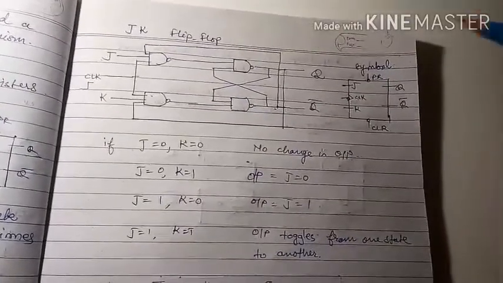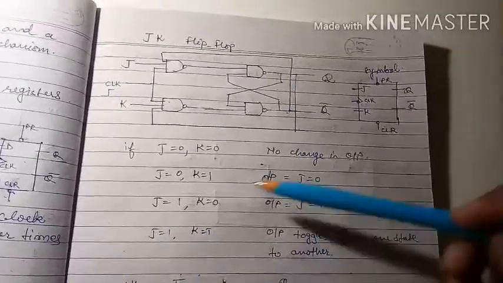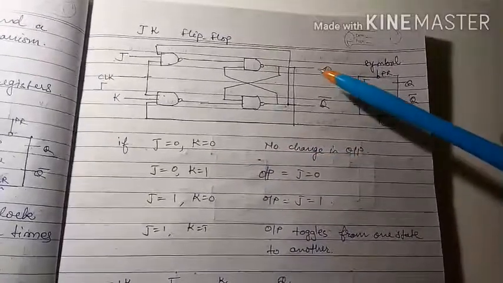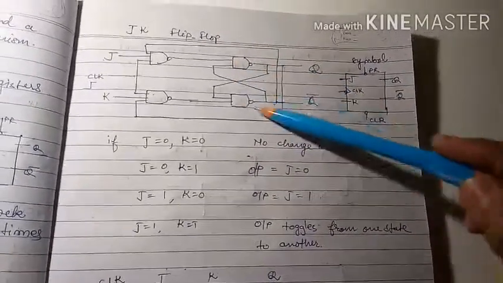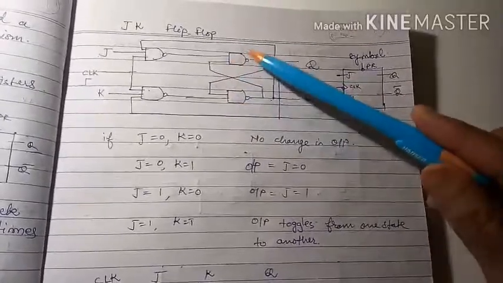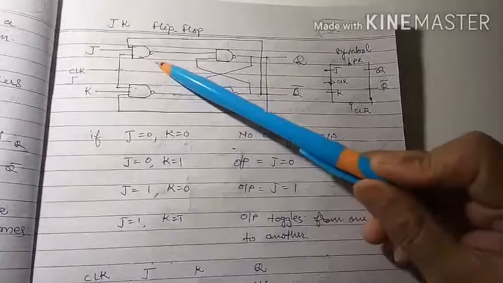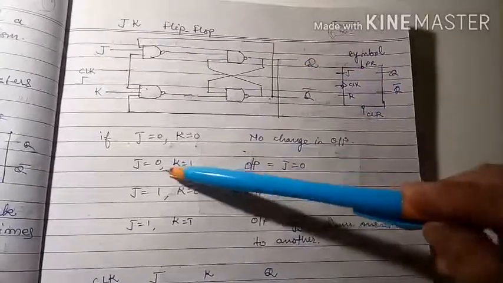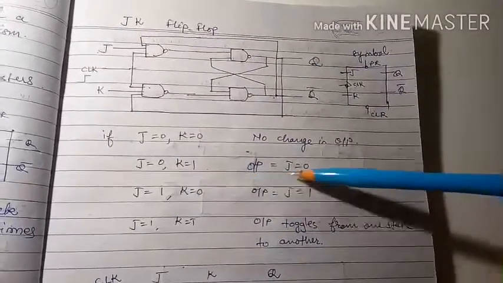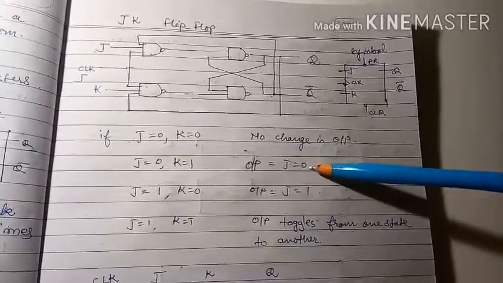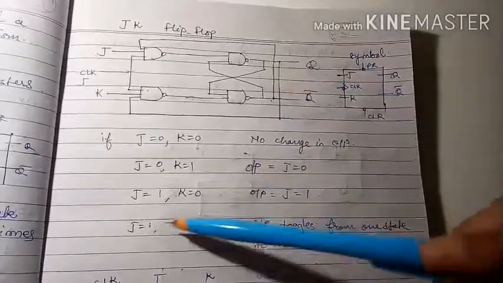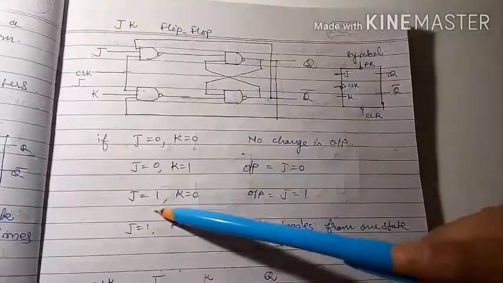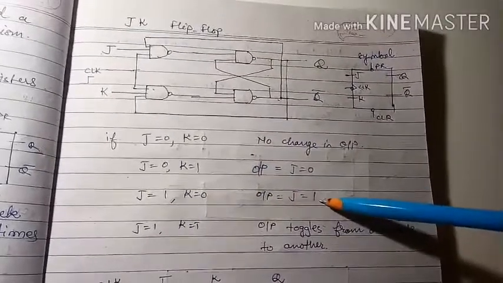So let us see the different conditions of input. If J and K both are 0, no change in the output is observed. The working of this latch we have already discussed in the RS latch. So when J is 0 and K is 0, at the output no change will be observed. When J is 0 and K is 1, the output is equal to J, that is 0. It means in every condition except J 1, K 1, the output is equal to J. When J is 1 and K is 0, the output is equal to J, that is 1.